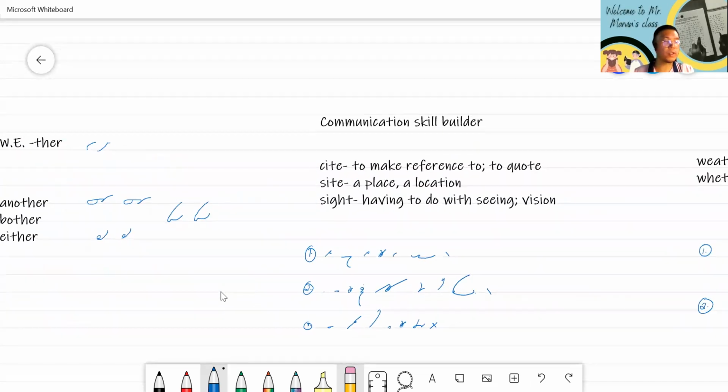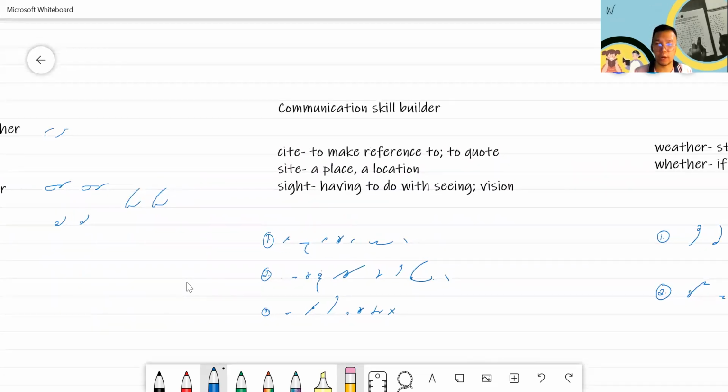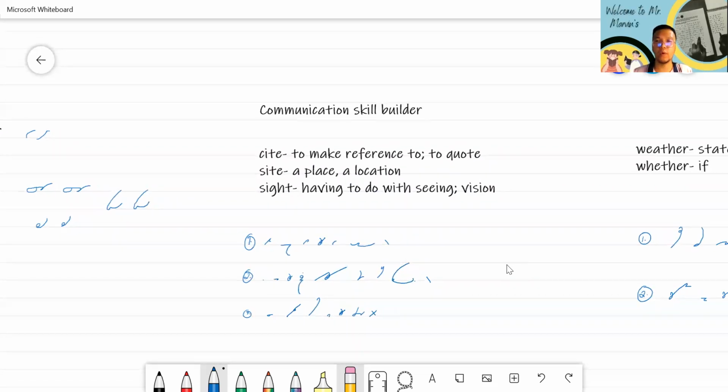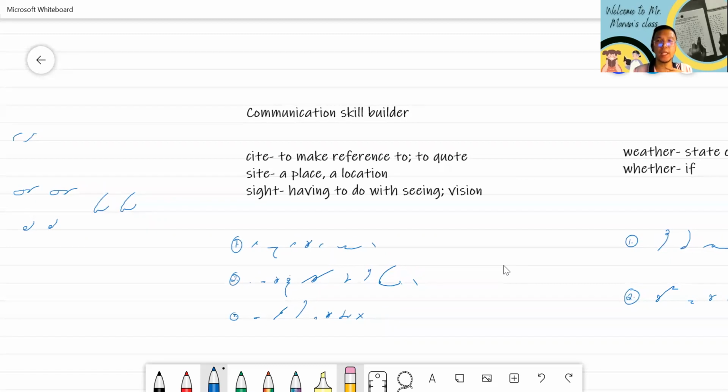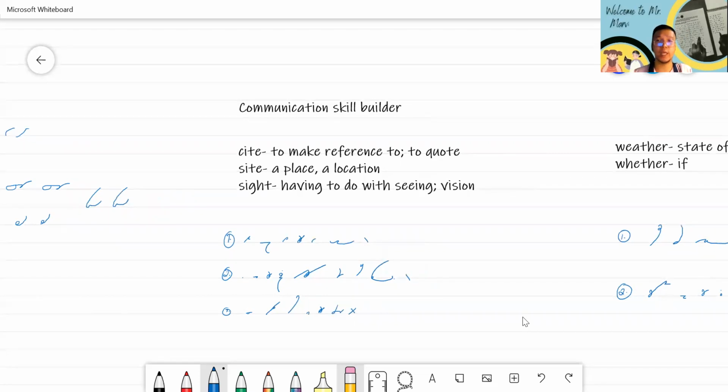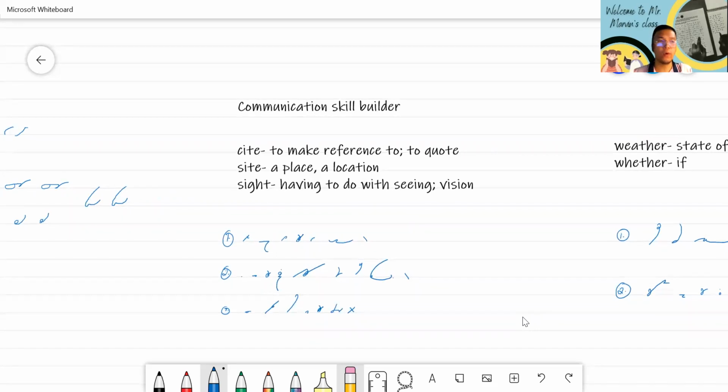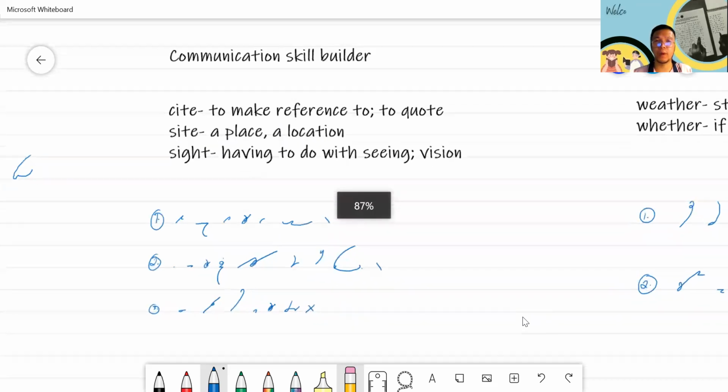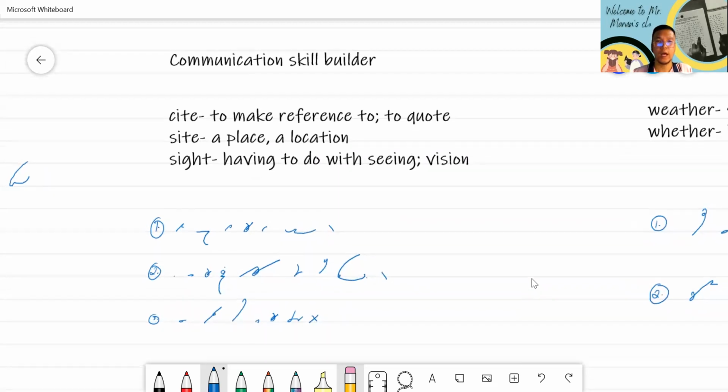Okay, so let's move on. So in terms of the communication skill builder, as you all know, we have these so-called similar sounded words. These are the things that you need to memorize, and then you have to read some of the vocabulary words, kasi ito yung mga kinakabisado. Okay?